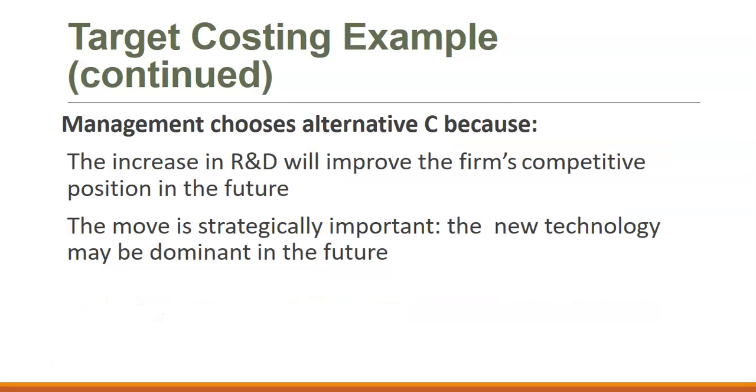So when we look at the different examples, we see that management chooses alternative C because that increase in research and development is going to improve our competitive position in the future. This is important because we already have a competitor on the market with this new technology. So in order to even maintain our competitive advantage with loyal customers, we also need to look at getting a hearing aid with the computer technology out on the market like our competitors have.